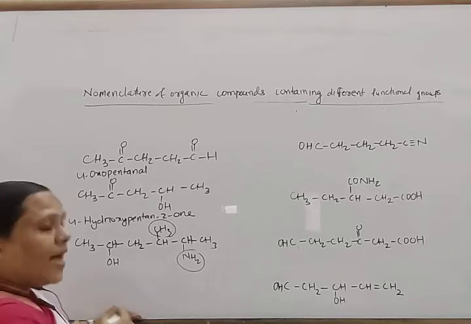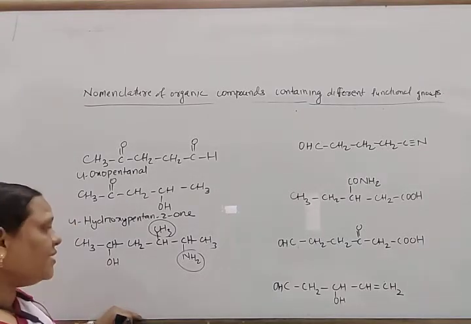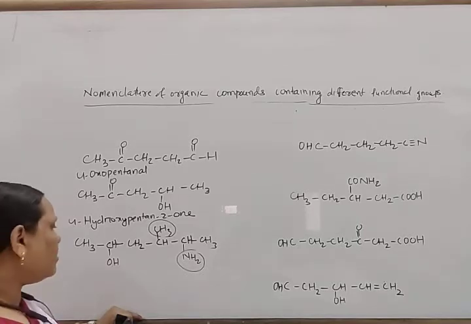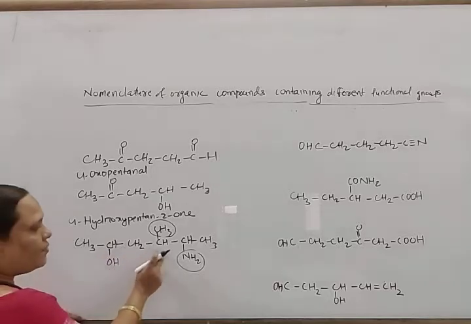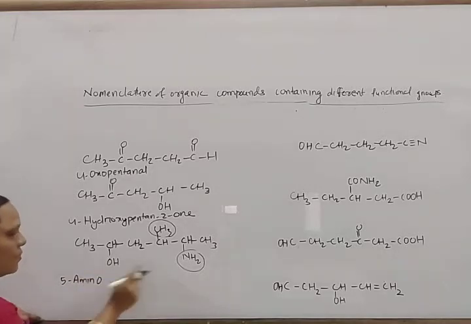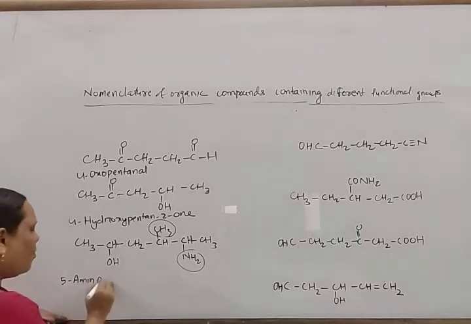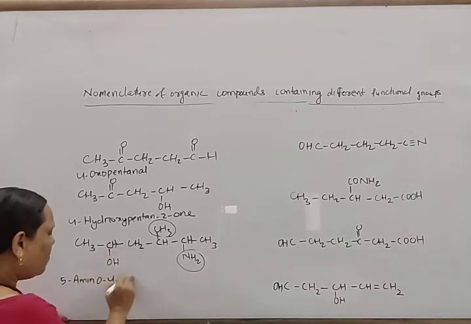So arrange them in alphabetical order. If more substituents are present, then arrange them in alphabetical order. But numbering should be from here. So 1, 2, 3, 4, 5, 6. In this way, the name of the compound is 4-amino. So for amine, we use the prefix amino. 5-amino. 1, 2, 3, 4, 5 amino.